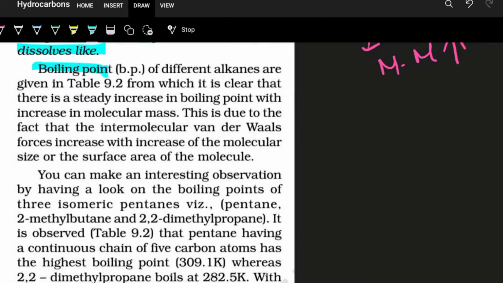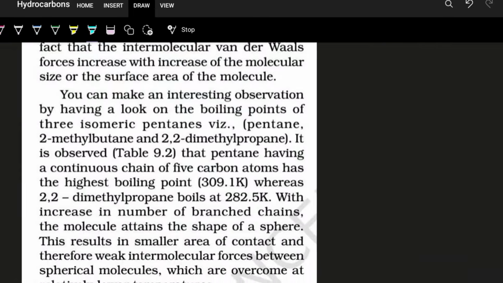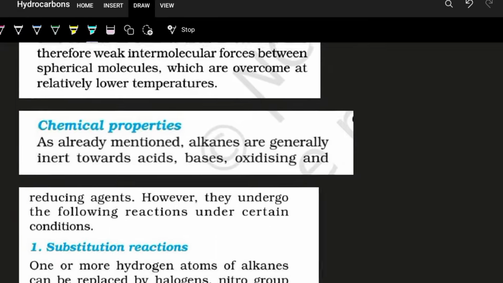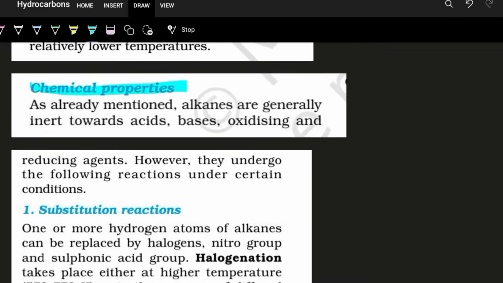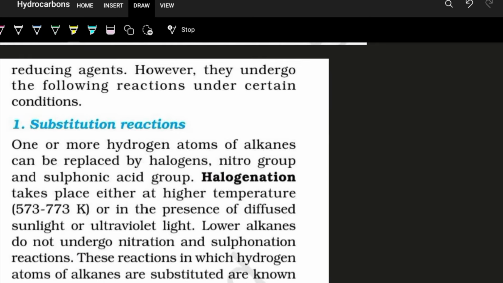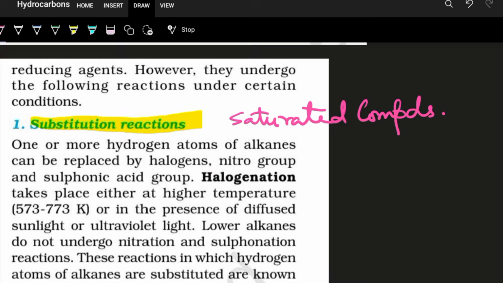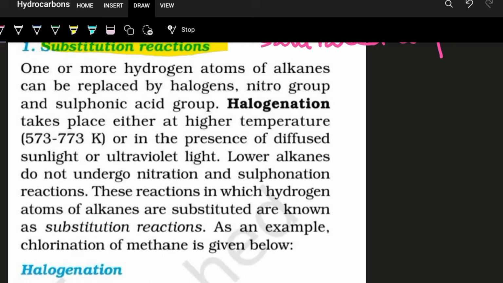Boiling point, we have already said, with increase in the molecular mass, the boiling point increases. With increase in branching, the boiling point decreases. So next, chemical properties. For chemical properties, we have to see the main reaction of alkanes. The main reactions of alkanes are substitution reactions, as they are saturated compounds. Since they are saturated compounds, the main reaction that can take place in alkanes is substitution.